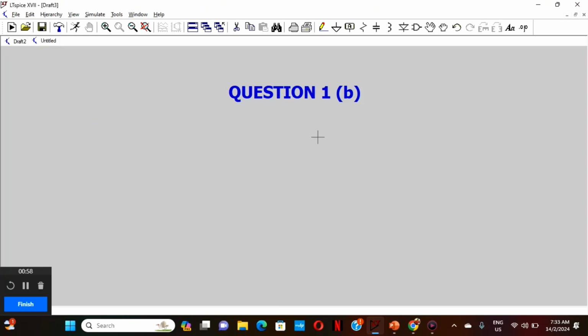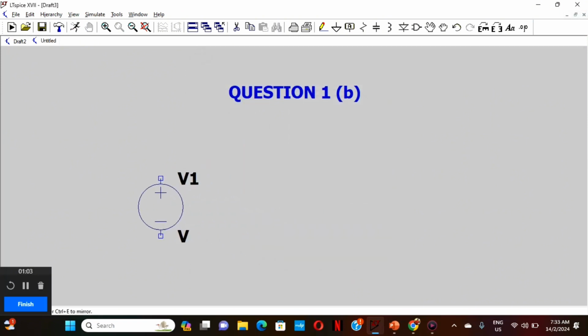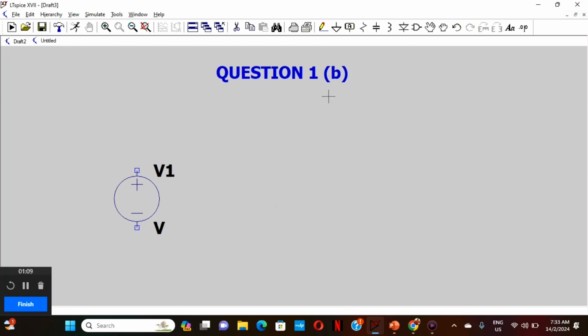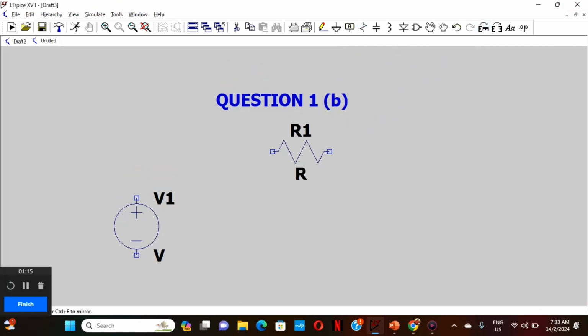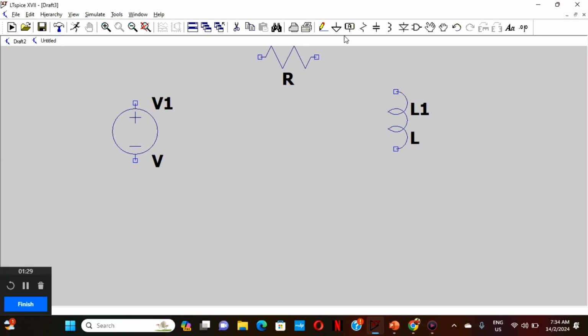And first of all, the most important thing, we must have the voltage. So I click at the component, I pick voltage, I put it here. And then I have to use the resistor. I click on the resistor. I want it to be horizontal, so I click it there. Next, I would like to have the inductor. I click inductor, I put it here. And don't forget to have your ground, because every complete circuit must have its own ground, which is 0 voltage.